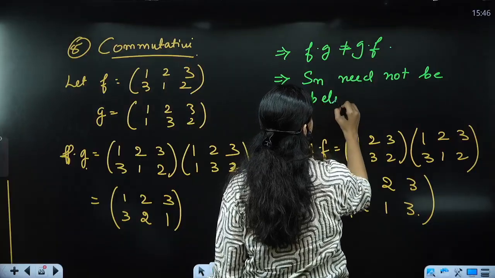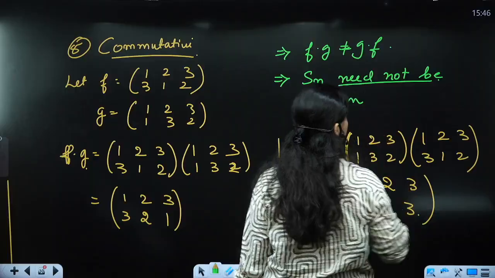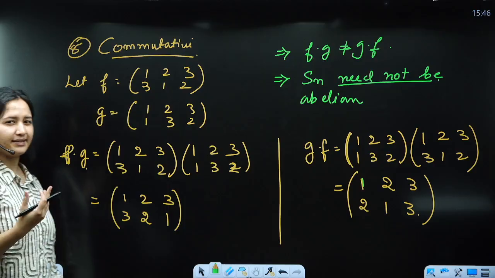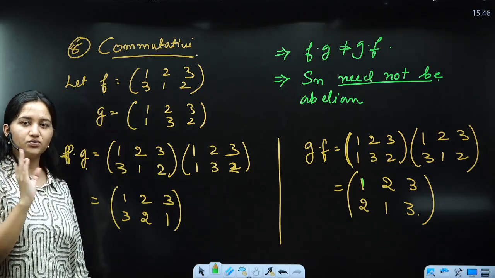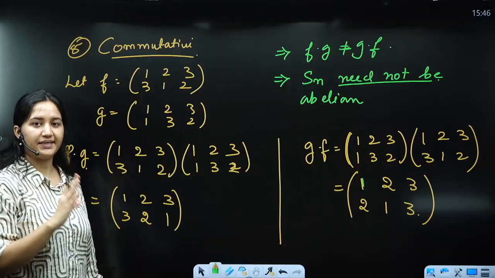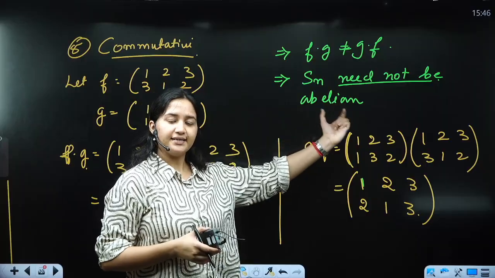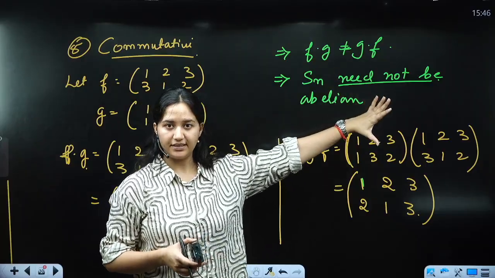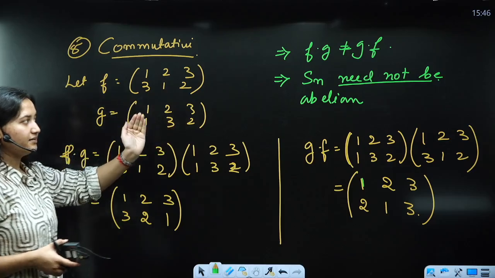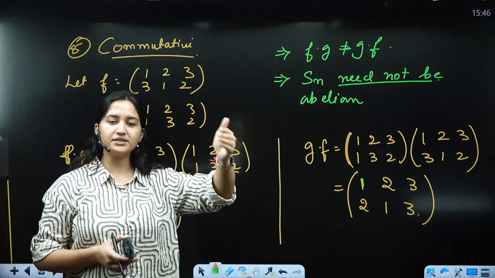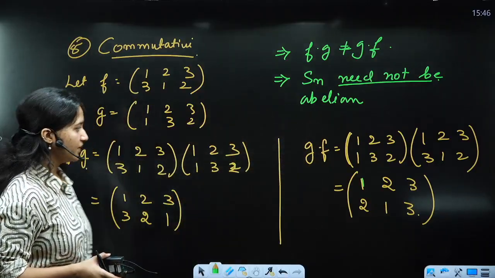Again the word has come, need not, right? Why? Because S1, S2, these two groups, the Sn group is abelian. That is why we write that Sn need not be abelian. From n equals 3 onwards, the group is non-abelian. Clear? Chalo.